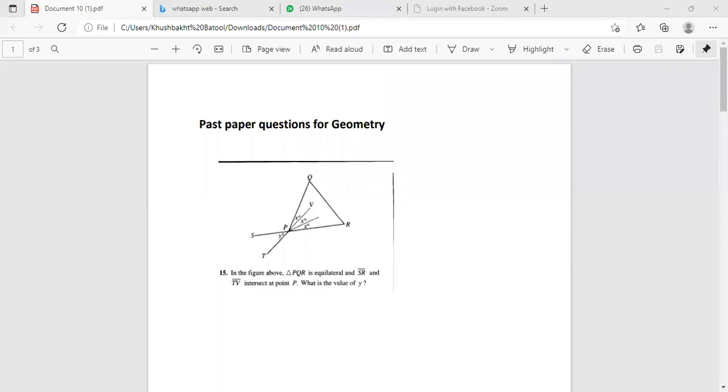Okay, let me know once you guys are able to see my screen. I can see it.